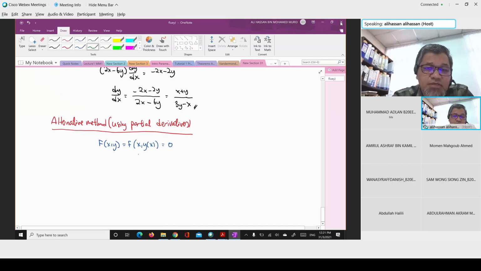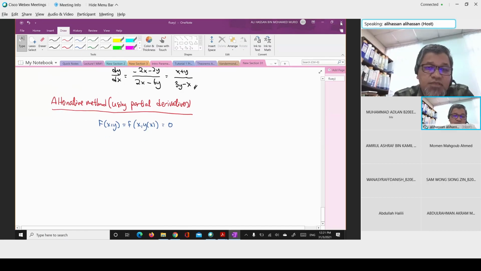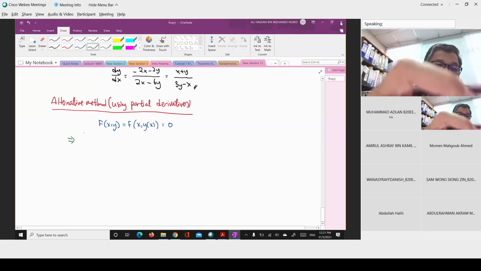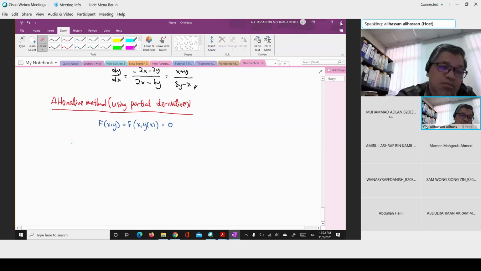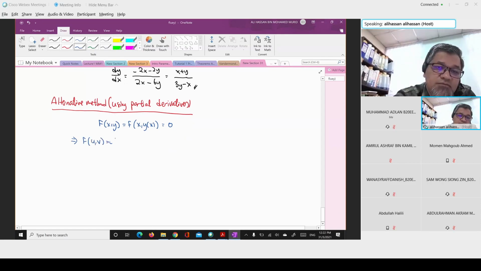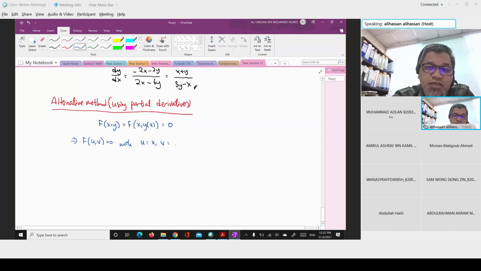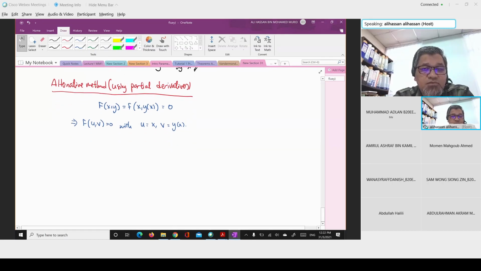So think of this as a function of u and v. We rewrite this as a function of u and v. Suppose I now write it as a function f(u, v), with u equal to x and v as a function of x. I rewrite the function f(x, y(x)) equal to 0 as f(u, v) equal to 0, with u as a function of x and v as a function of x.